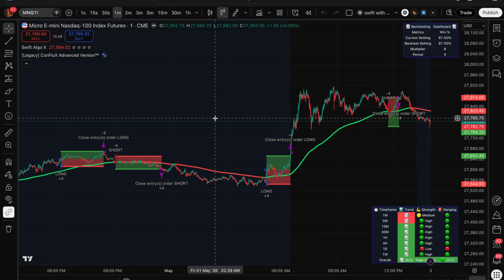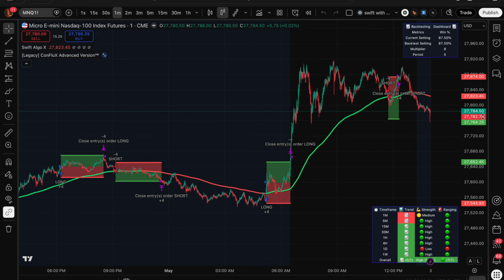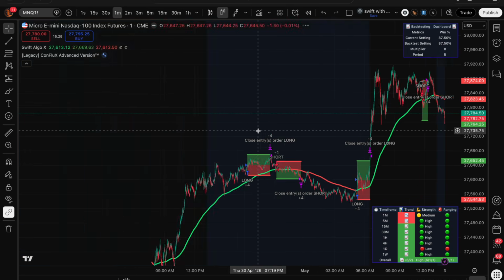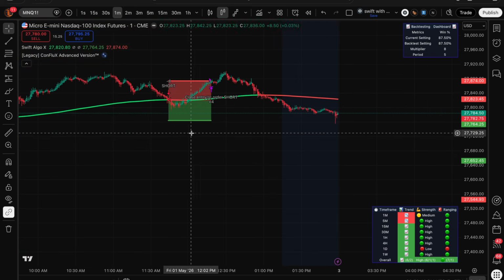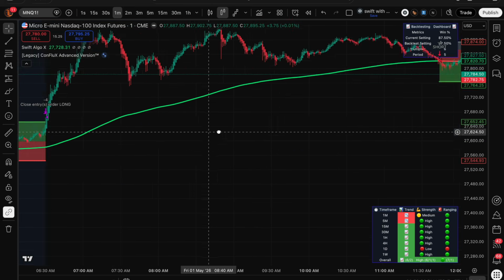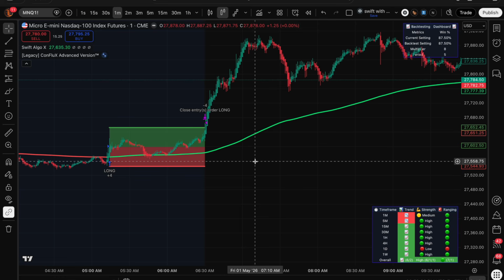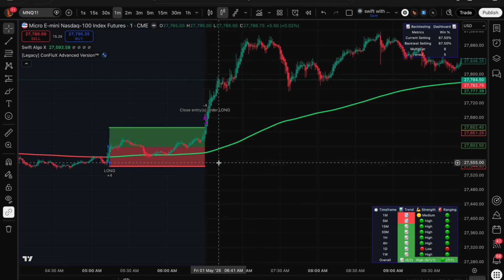Right, so let's actually begin with the Swift Algo X indicator. If you do want the Swift Algo X indicator, the link will be in my description for that. It is actually my main indicator that I'm using with passing my evals as well as my funded accounts, and mostly with my personal live cash account as well.